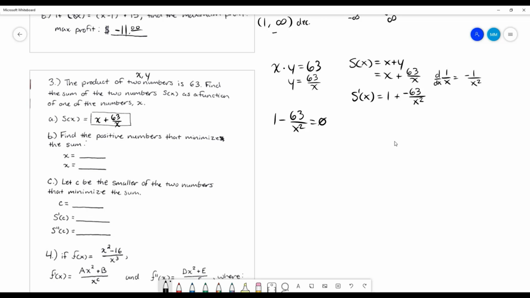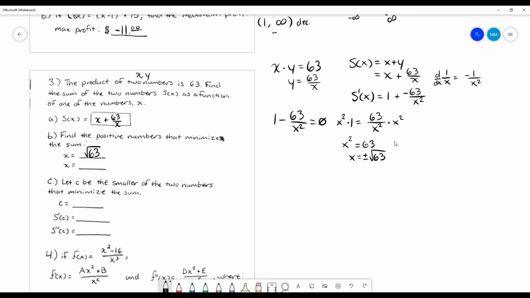First thing I'm going to do is add this to both sides, or I could just subtract this and then the negatives cancel out. But so I'm going to get 1 equals positive 63 divided by x squared, and now I can multiply both sides by x squared to undo that division there. So now I get x squared times 1, or just x squared, equals 63. X equals plus or minus the square root of 63. Now I want to find the positive numbers that minimize the sum, so it's just going to be a positive square root of 63.